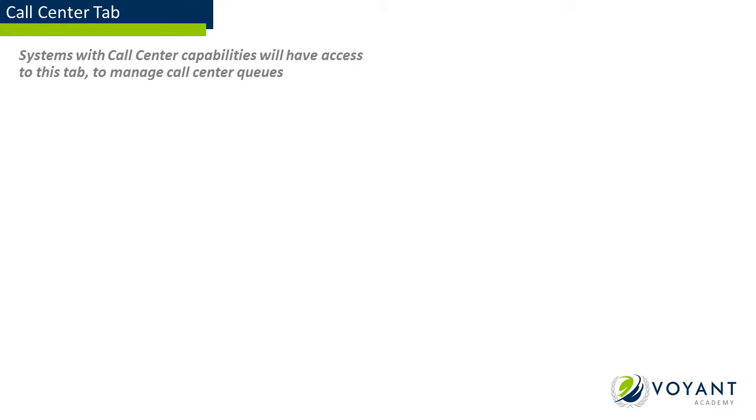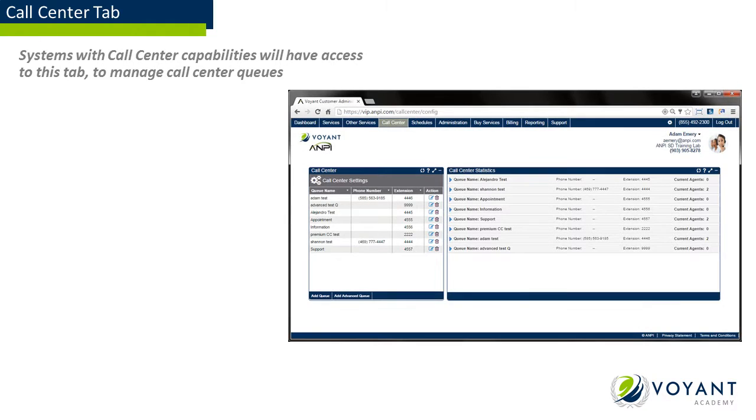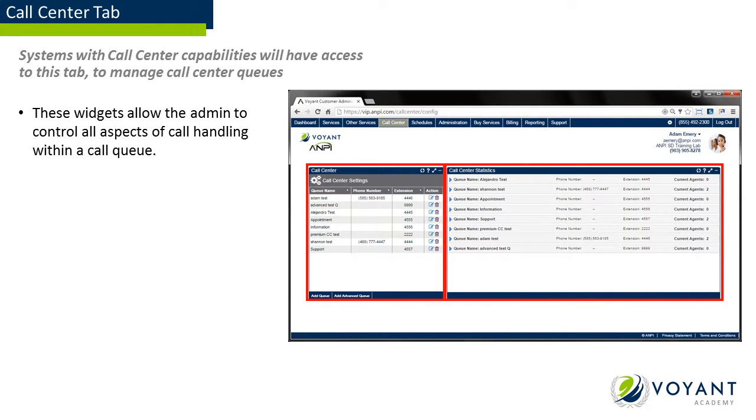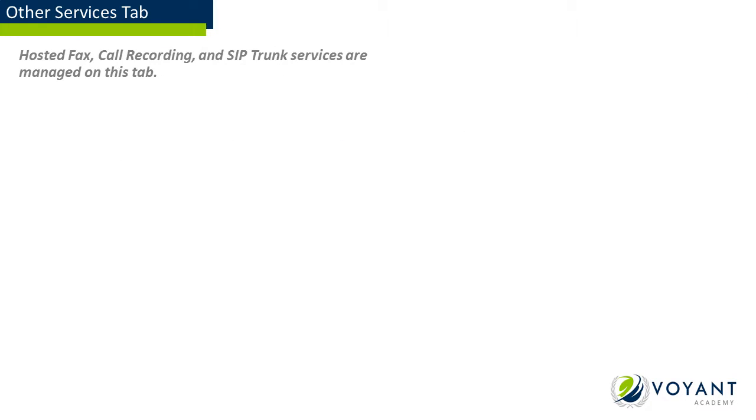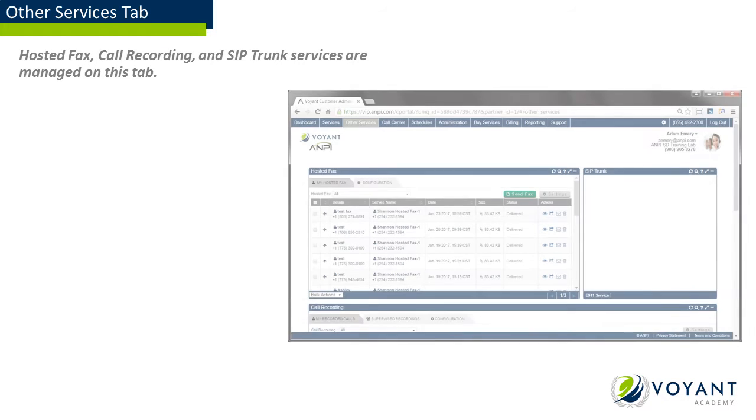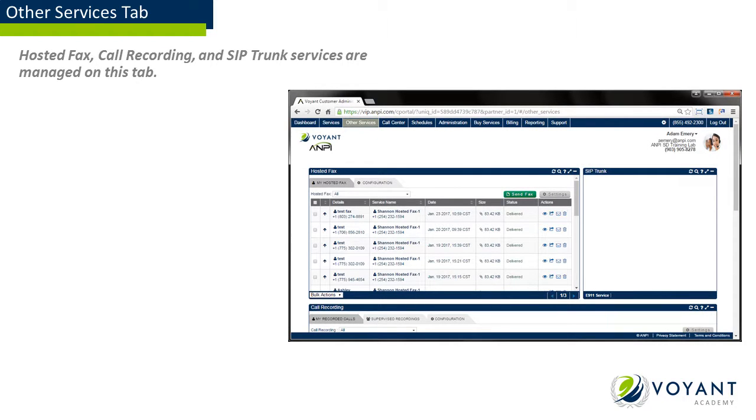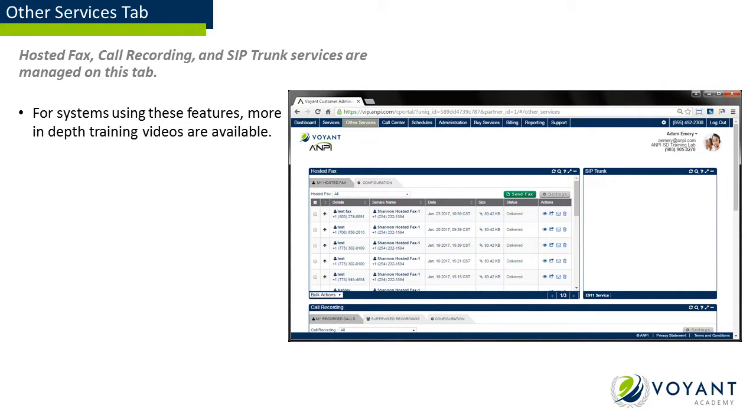For systems that utilize the call center features, the Call Center tab will appear. The two widgets will help manage the call queues and provide some high-level reporting. This is covered in greater detail in its own video. The Other Services tab enables three services: SIP trunking, hosted fax, and call recording. This tab will appear even if your system doesn't utilize these services. These widgets will be covered in more detail in separate videos.